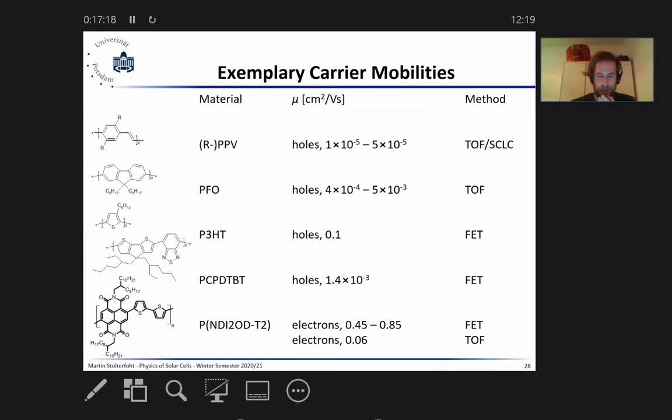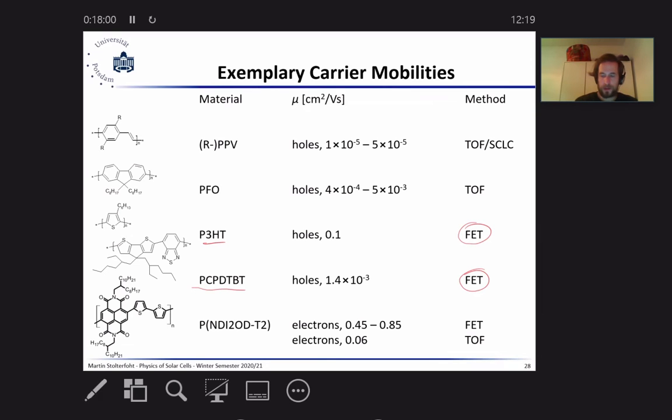Okay, this is a slide showing you typical mobilities in organic semiconductors for different materials, P3HT, PCDTBT, and it depends a lot on how you measure it. For example, with field effect transistor measurements, there's a horizontal movement. And in these measurements, the mobility is usually much higher than the vertical transport. This could be because molecules are better aligned in this horizontal direction.